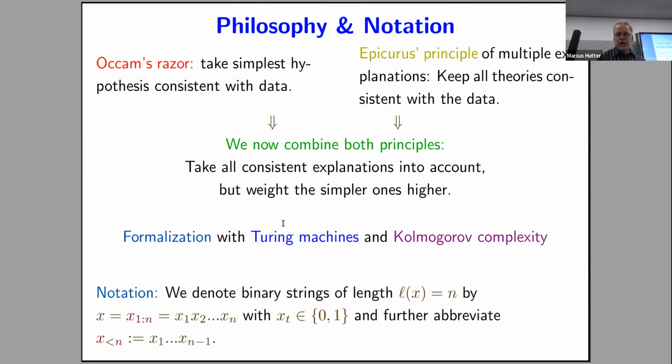Okay, so here's a little bit of notation. L of x means the length of a string, which is typically n, and x_{1:n} is just the string x1 up to xn. Most of the time, I'll just talk about binary strings, but things generalize to arbitrary strings. And x_{<n} means up to n minus 1.